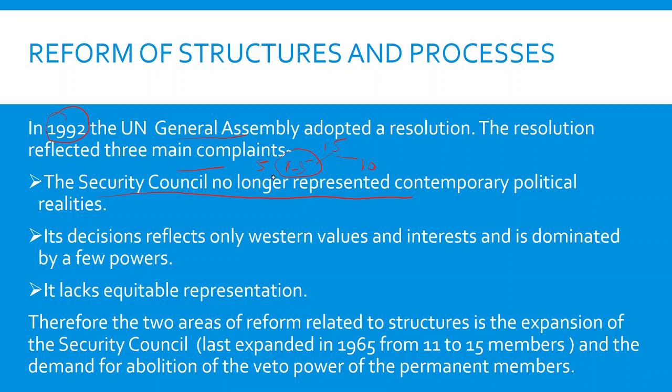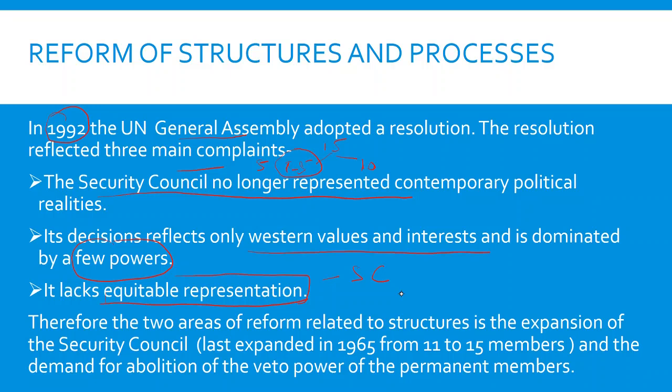The second point which was raised was that the decisions of the United Nations reflect only Western values and interests and are dominated by a few powers. That means the Western powers, the developed countries, are dominating all the decisions in the Security Council. And third thing, it lacks equitable representation, and by equitable representation we mean representation in the Security Council only, because in the General Assembly all the countries are represented and each country has one vote also.